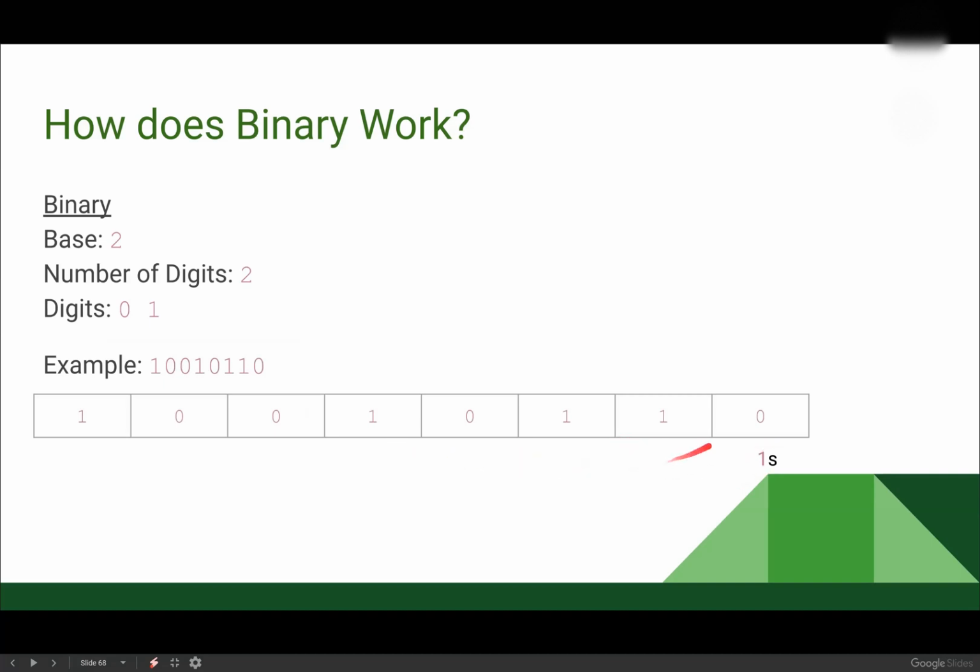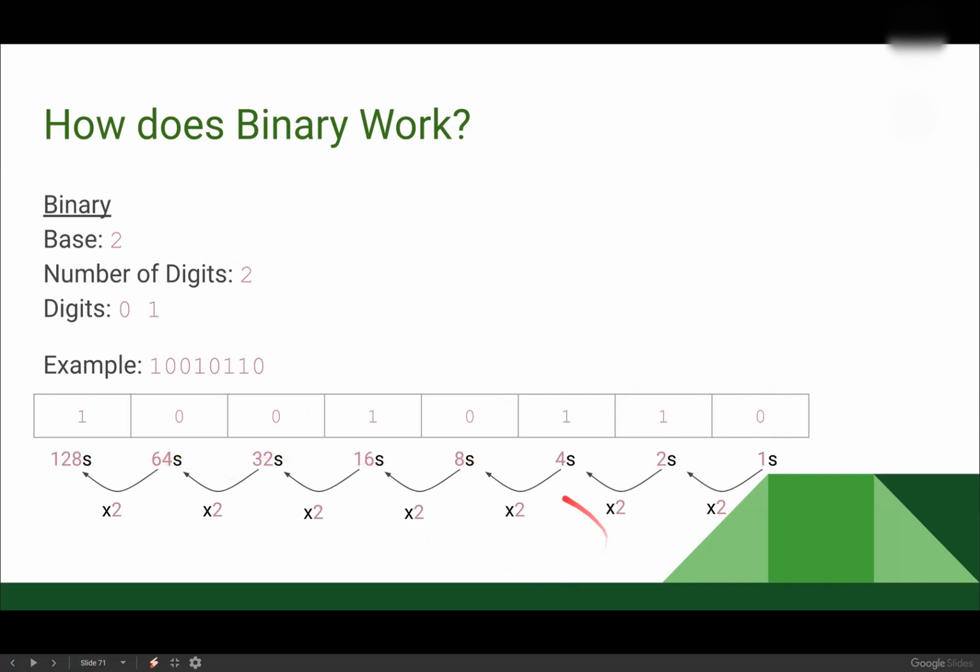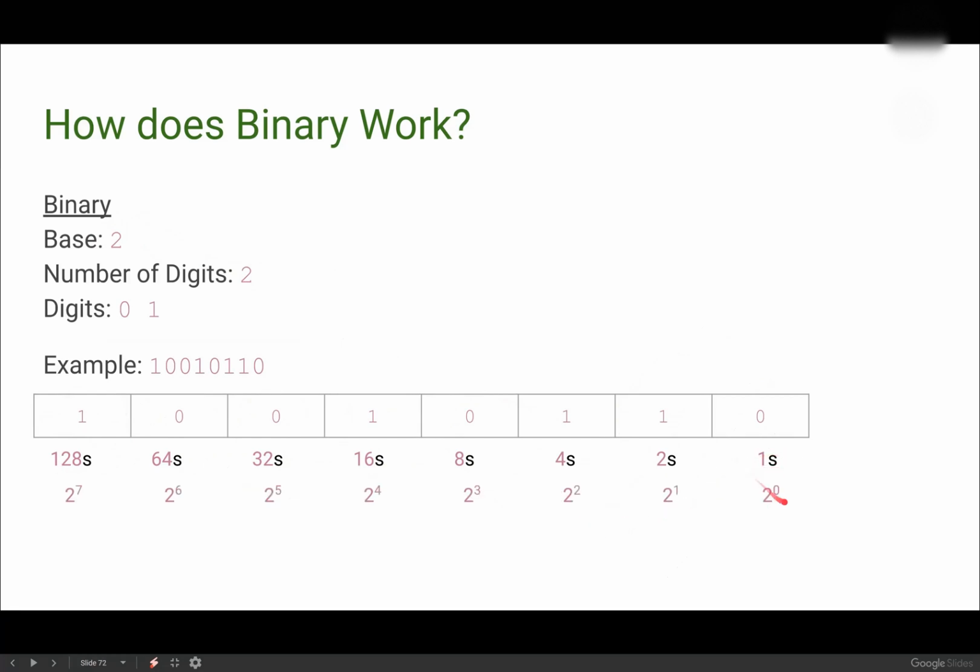And then each time we move to the left, we're going to multiply by our base. So 1 times 2 is going to give us 2. 2 times 2 is going to give us 4. And we can continue that pattern. Then we have the 8's place, the 16's place, the 32's place, the 64's place, and the 128's place. So that's going to give us 2 to the 0, 2 to the 1, 2 to the 2, etc., as we go up and up. Does this make sense so far?